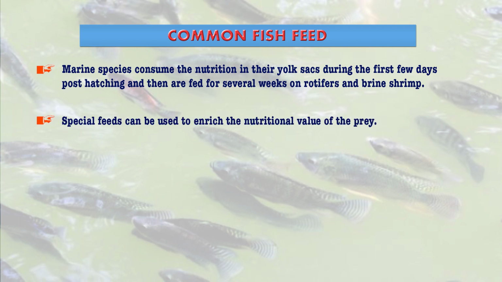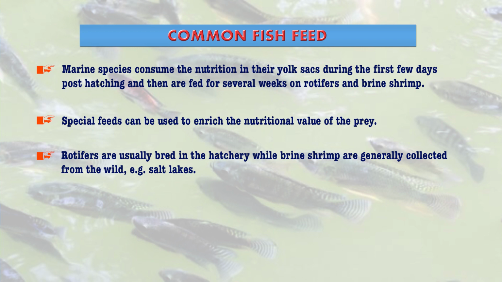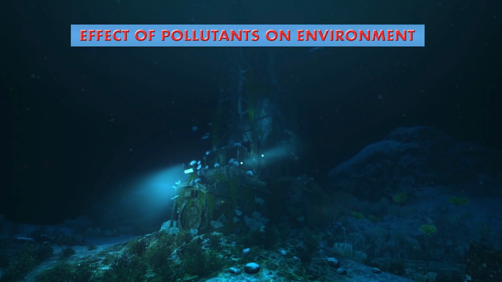So these special feeds which are given there can be used to enrich the nutritional value. And the rotifers are usually bred in the hatchery, and the brine shrimp are collected from the wild, for example from the salt lakes. Now let us discuss the effects of the pollutants on the environment.